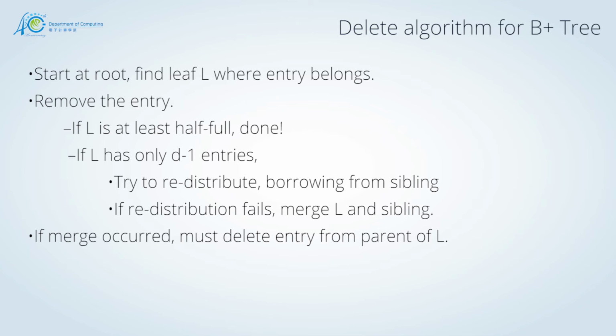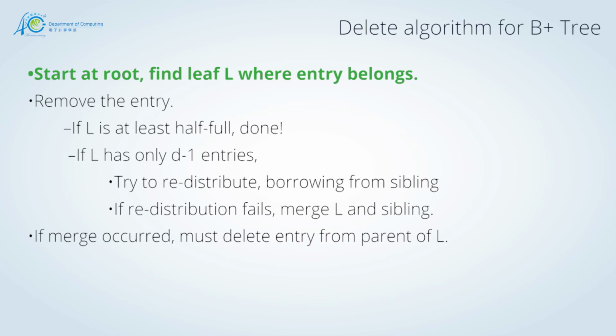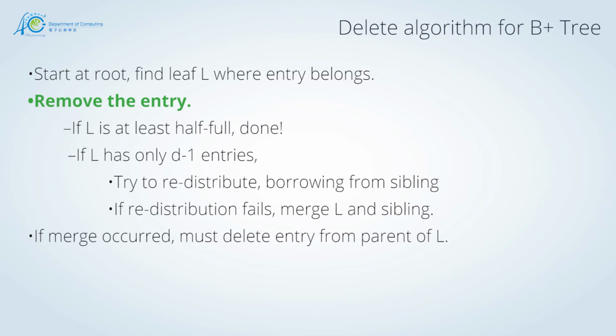So let's move on to the second part of the B plus tree, which is deleting key value in B plus tree. Here is the delete algorithm for the B plus tree. First of all, this operation starts at the root. You should find the leaf where the entry belongs, and then remove the entry. If the leaf is at least half full, you should remember it's at least half full, the operation is already done.